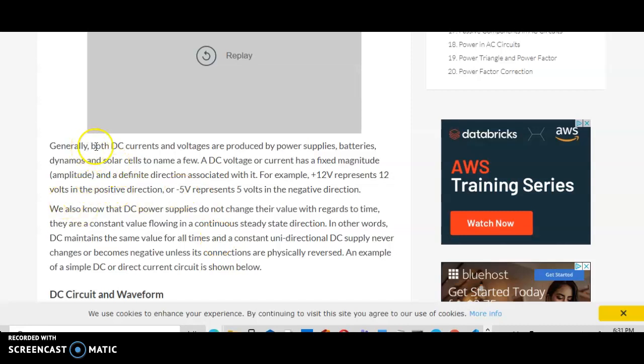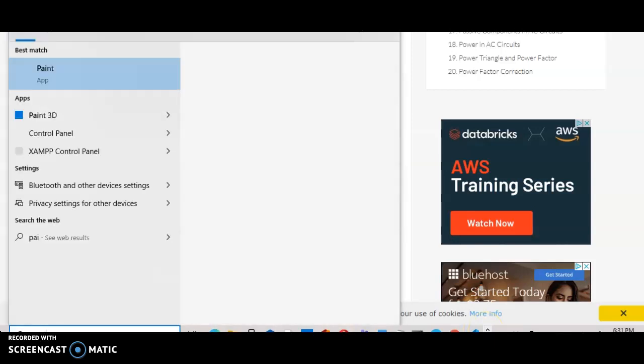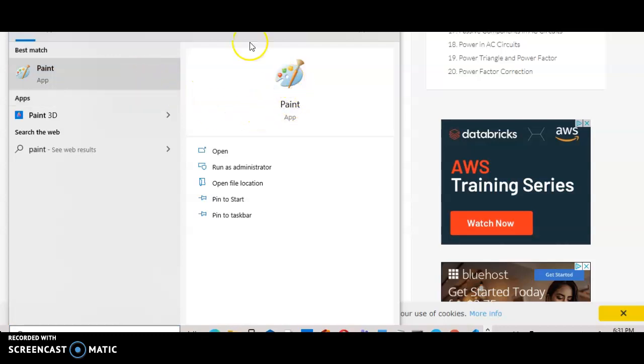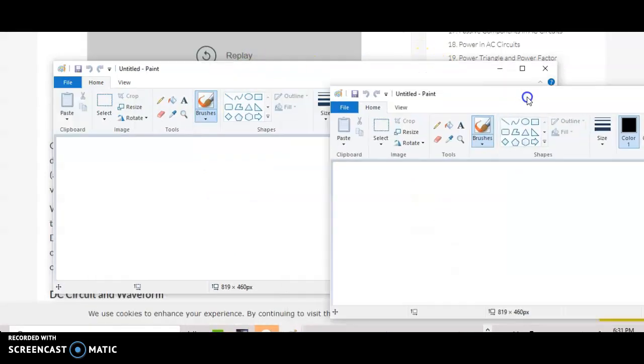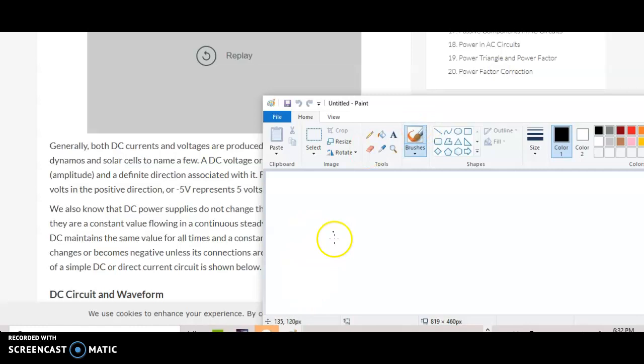As you can see, generally both DC currents and voltages are produced by power supplies, batteries, and solar cells, to name a few. So a DC voltage or current has a fixed magnitude, amplitude. So you can see, if you open a paint like this, this is a DC current coming through, which is from -5 to the highest, 5, and this is the curve it takes.